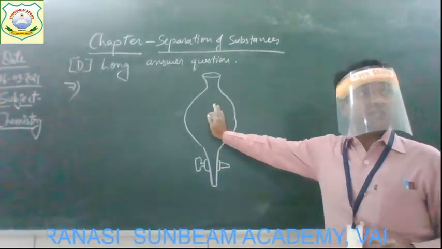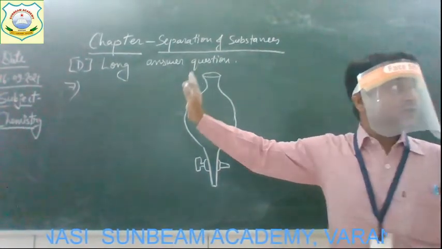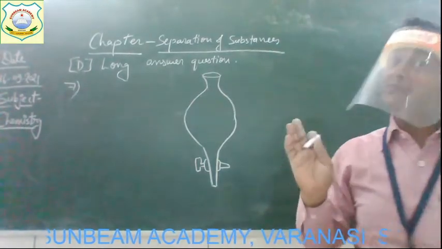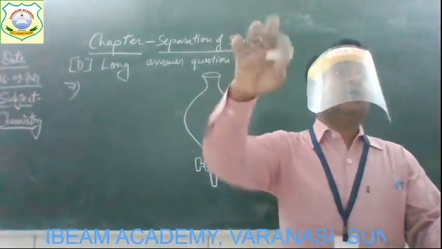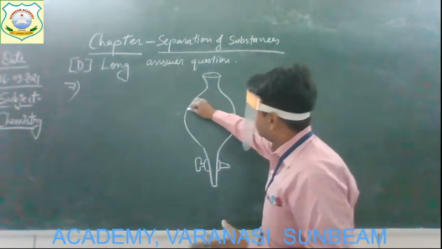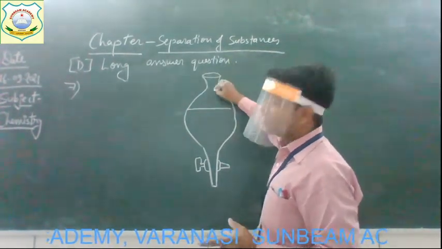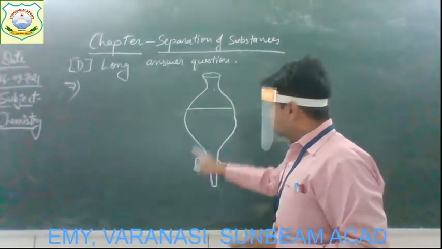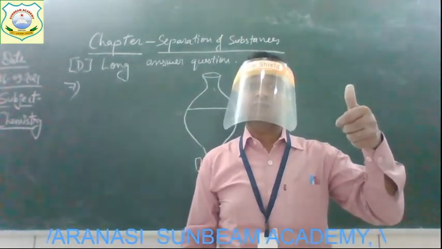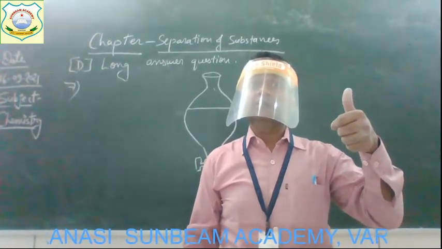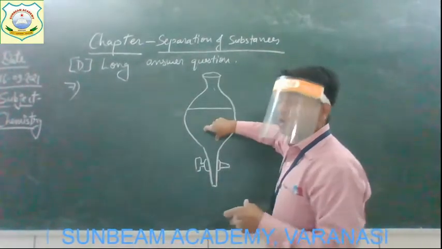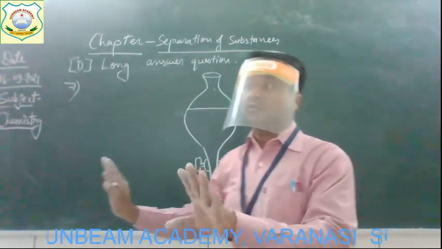This structure is known as the separating funnel. So what do we do in the first step? We pour our oil and water into this separating funnel. Suppose I have poured both oil and water. This is the stopper, and you must check that your stopper is off before pouring the oil and water. Now just pour your oil and water and let it stand for some time.